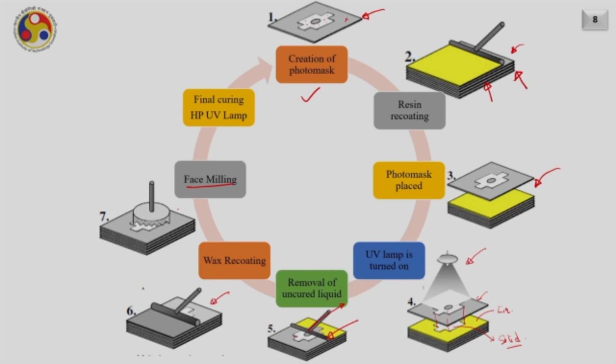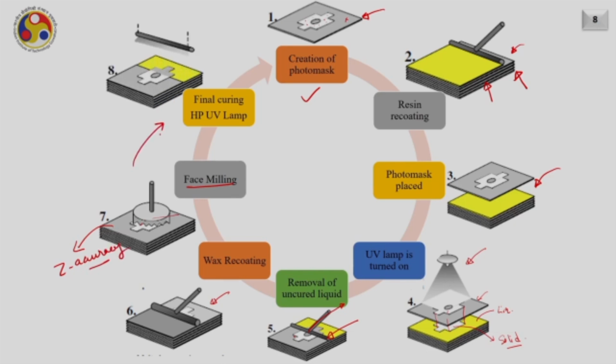While performing the face milling operation, the additional material, or the additional wax deposited here, can be removed, and you can maintain your Z accuracy. Then again, the UV lamp is on, and again the final curing happens through the high power UV lamp. This portion is cured very accurately, and you get the solid part.